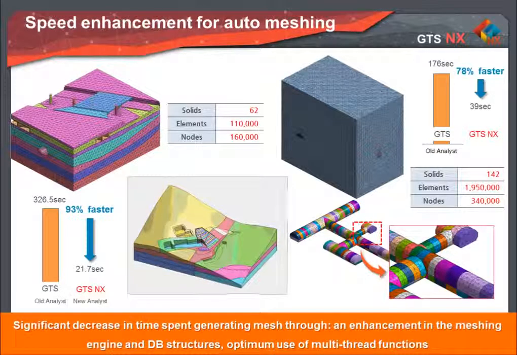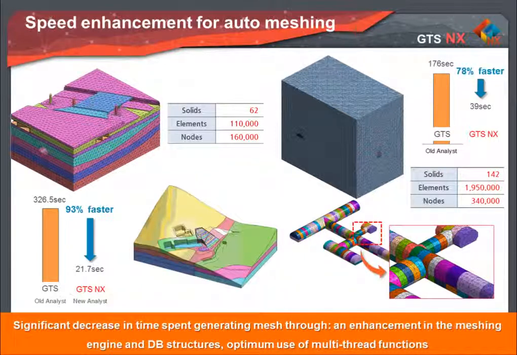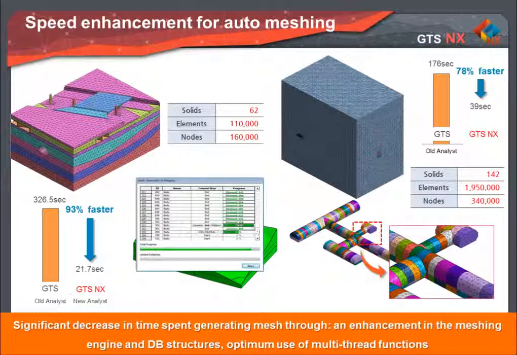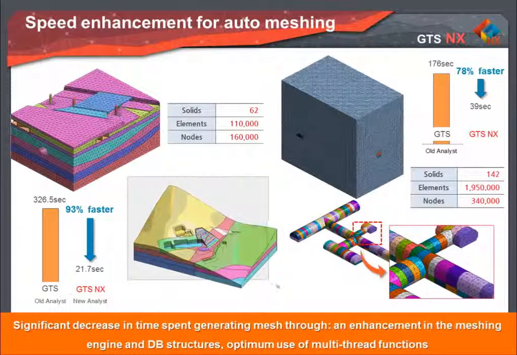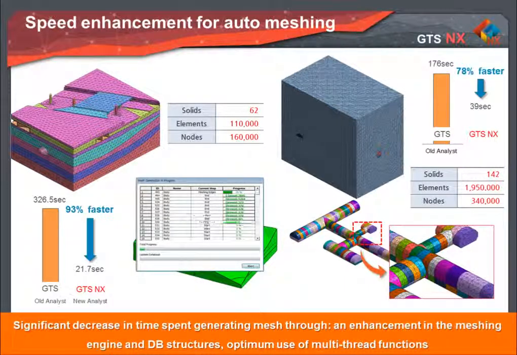In terms of speed, GTS NX supports a multi-thread parallel mesh generation feature, which optimizes the mesh generation using the best combination of your hardware resources. The more solid blocks, the faster the mesh generation becomes. In this slide you can see some examples of relatively large models that we tested, where the meshing was done up to 93% faster in the new GTS NX.